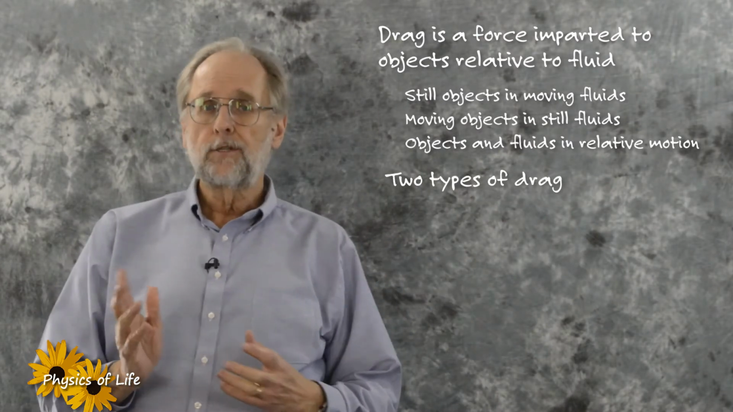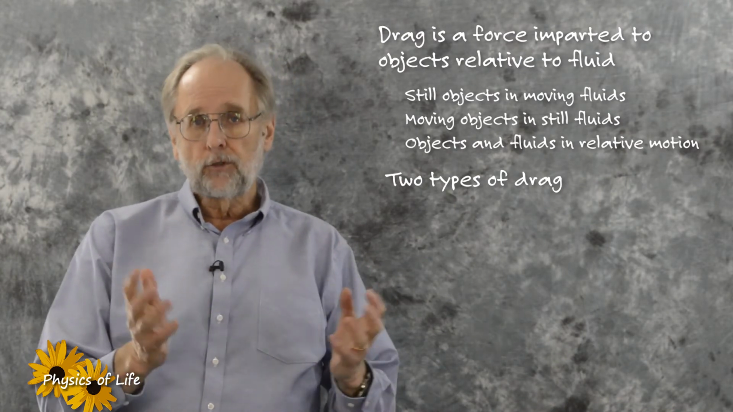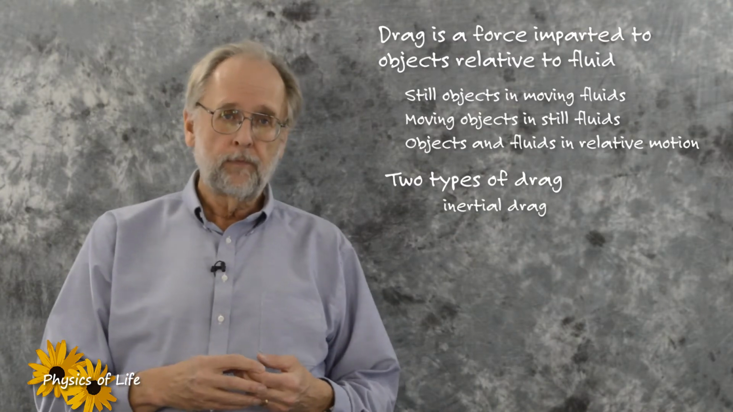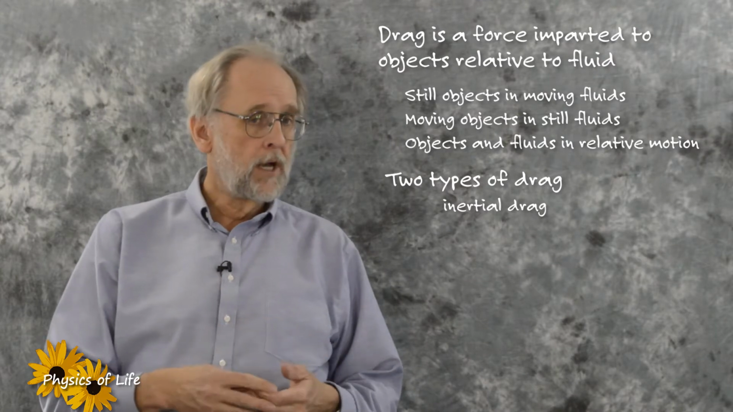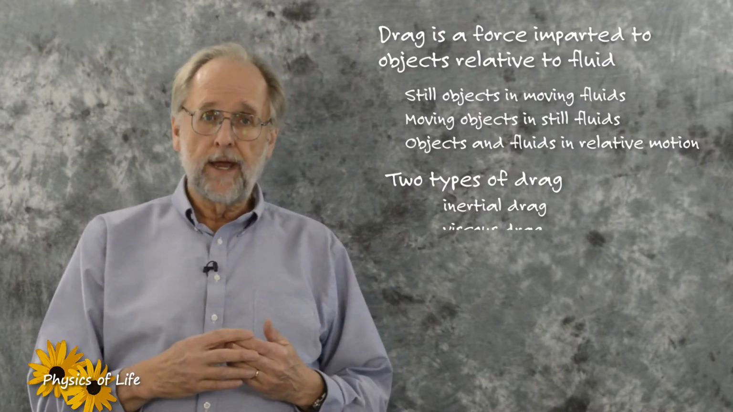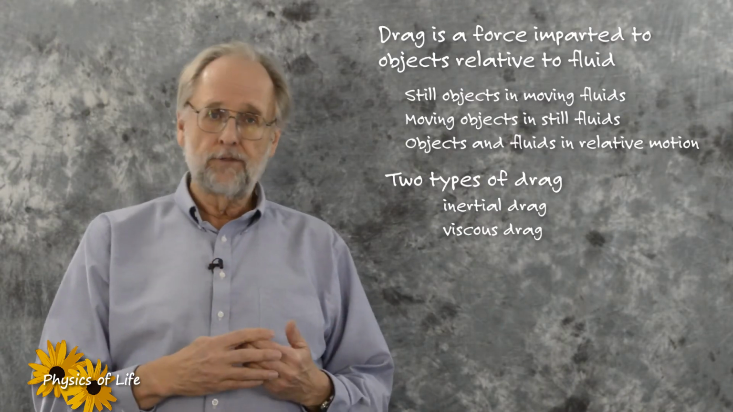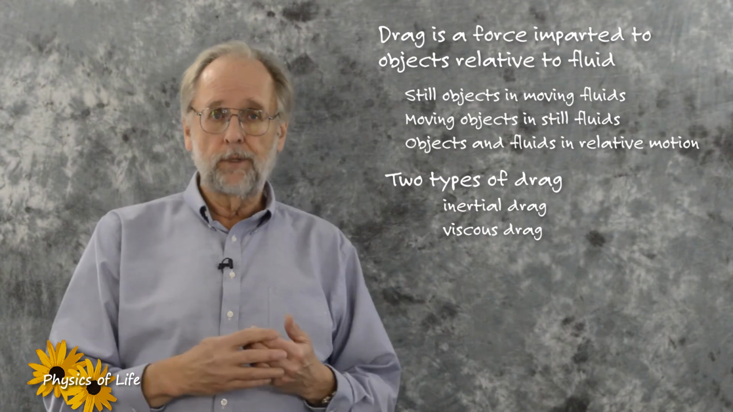First, there's drag that's imparted to the change of fluid velocity that results whenever fluid flows around an object. This is known as inertial drag. The second form comes from the transfer of momentum through viscosity, and this is known as viscous drag. Objects moving through fluids experience both kinds of drag, but which drag is more important depends upon the Reynolds number.